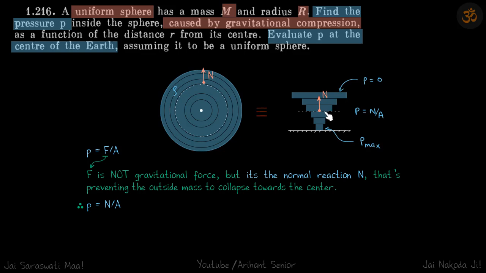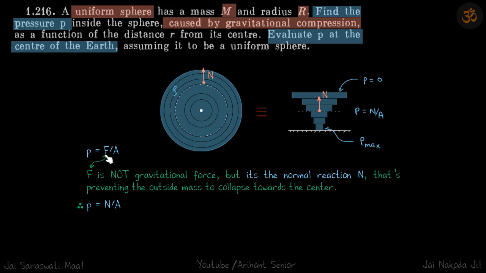And now it's easy to imagine that on the top surface, pressure is going to be 0 because normal reaction is 0. And here the pressure is going to be maximum because not only normal reaction is maximum here, but also surface area is minimum. So now same situation here. You have these layers, and if you take any one layer like this spherical layer, the normal reaction on this spherical layer is always on the outside, just like here. So this normal reaction divided by area of this spherical surface will be the pressure at this surface.